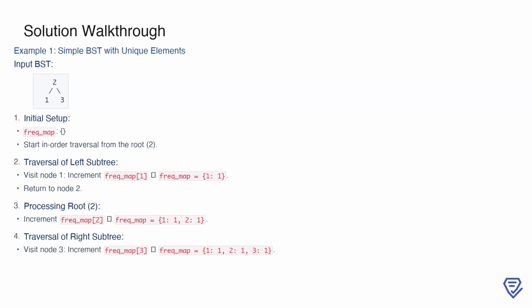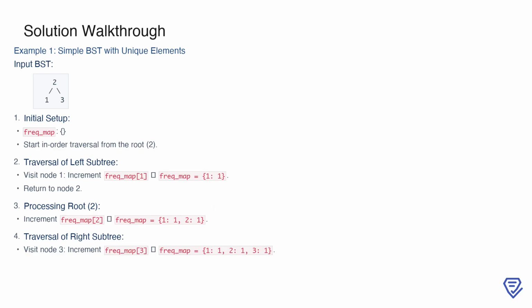To solve the problem of finding the mode in a binary search tree, we start with an example where the BST has unique elements. The tree is structured with 2 as the root, and 1 and 3 as its left and right children, respectively. First, we initialize an empty frequency map, frequency_map, to keep track of how many times each value appears in the tree. Then, we begin an in-order traversal, which processes the left subtree, then the root, and finally the right subtree.